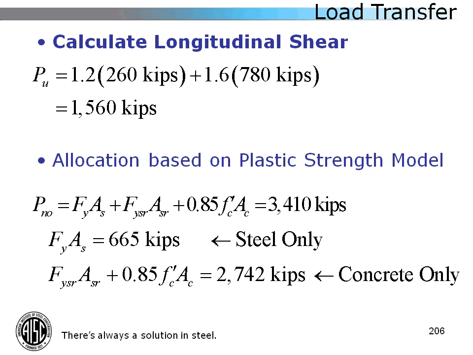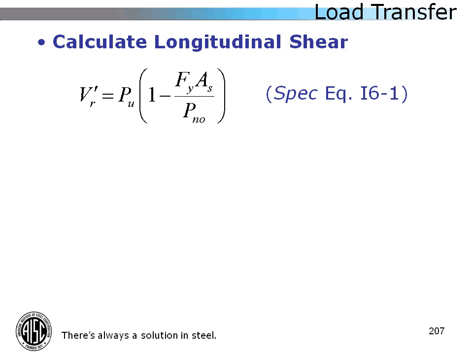And then you're going to look at the allocation based on a plastic strength model. We've talked about this previously. Your section strength is 3,400 kips, and the steel portion of this is 665 kips. The concrete portion is 2,700. So you can take this information and go into specification equation I6-1, which sort of gives you this ratio of how to determine your longitudinal shears.